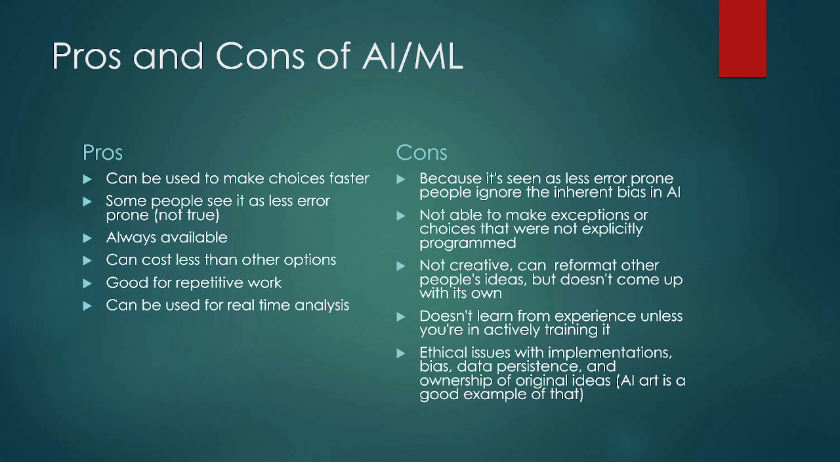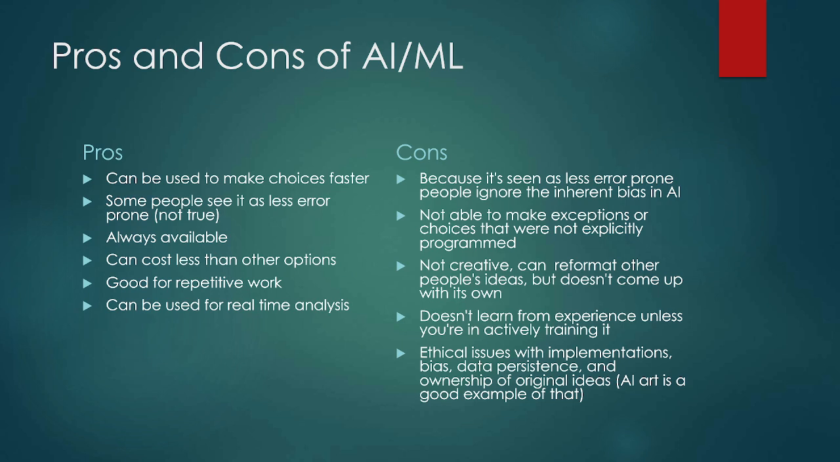Another issue with it is a lot of people see AI as less error prone. But it's not really. It's just you might not necessarily see the errors right away. And for the cost less than other options, a good example of this: if you have ever had to call in to a customer service or chat with something on the internet, and then you have gotten really frustrated and started yelling, human, operator, human, please. Technically, the AI option might have cost less, but are they going to lose you as a customer? That can cost more.